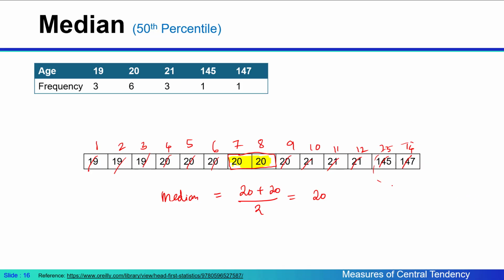So basically this is my outliers, and the median doesn't have any effect from the outliers. Whenever your data has outliers, it is always recommendable to go with the median value.